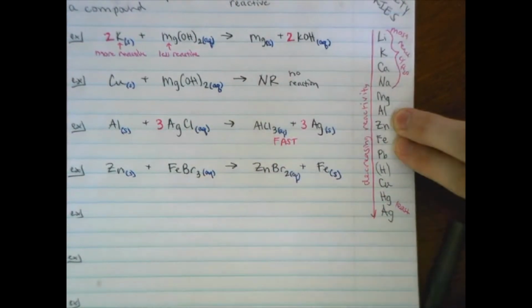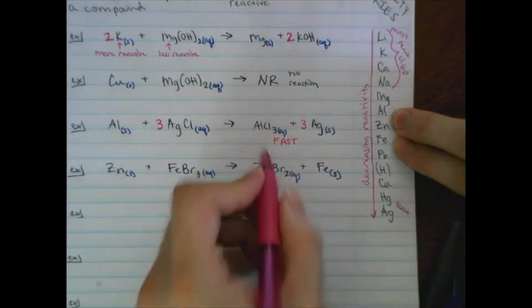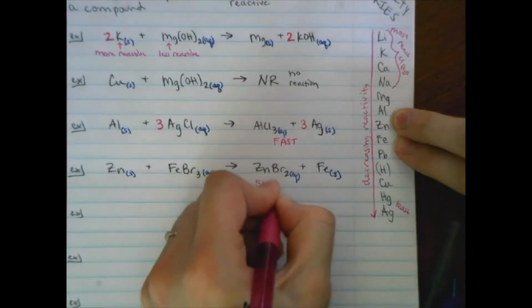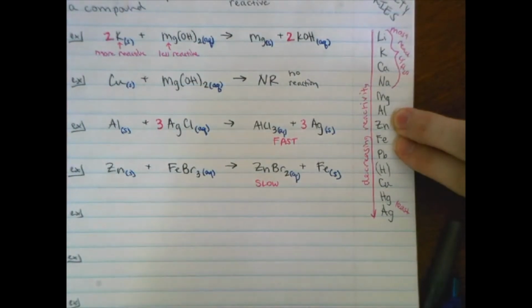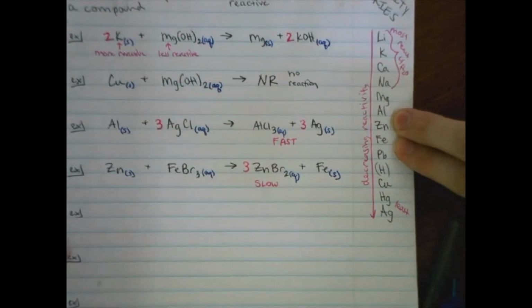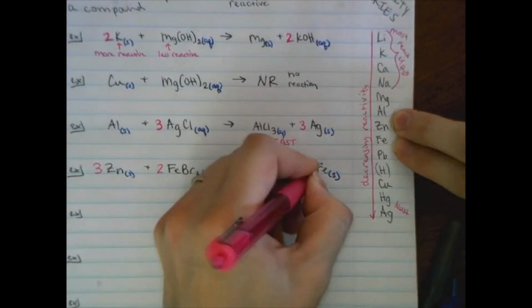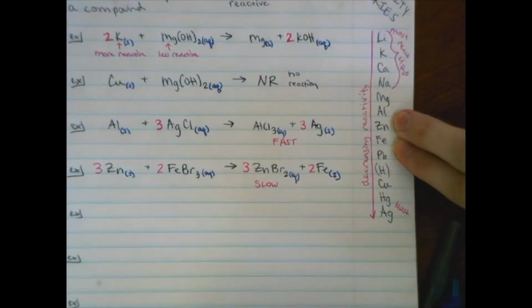This reaction, because zinc and iron are right next to each other in this activity series, we can surmise that this reaction would happen rather slowly. It'll happen, but it's going to take a while. Okay, because zinc, while being more reactive than the iron, isn't much more reactive, just a little bit. So it'll happen, but quite slowly.